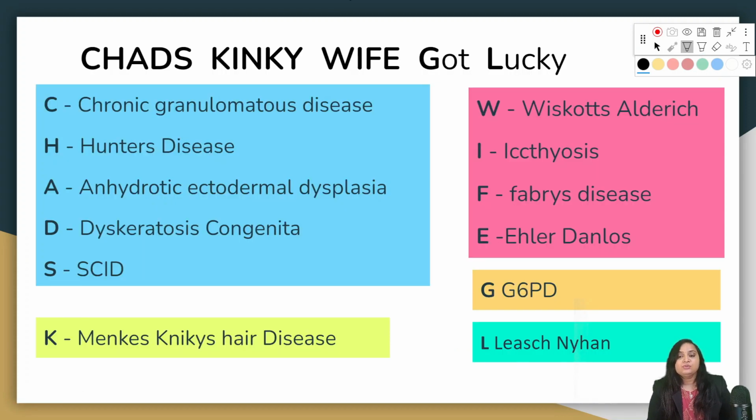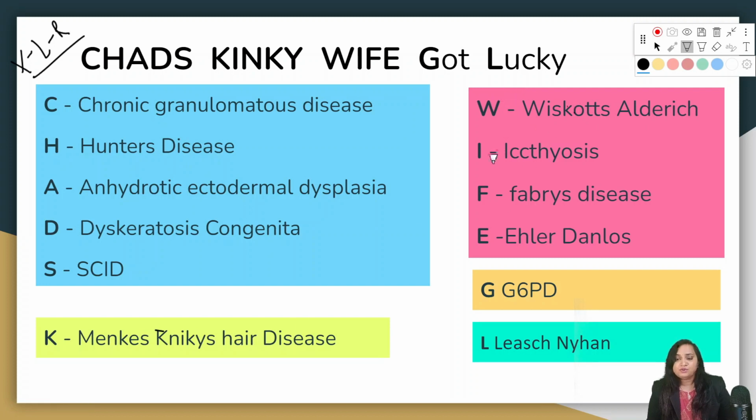So we have to remember the mnemonic. Chad's kinky wife got lucky. This is the mnemonic to remember X-linked recessive disorders. Chad's kinky wife got lucky. So what are the other conditions with X-linked recessive? Chronic granulomatous disease, Hunter's disease, anhidrotic ectodermal dysplasia, dyskeratosis congenita, SCID, Menkes kinky hair disease, wife.